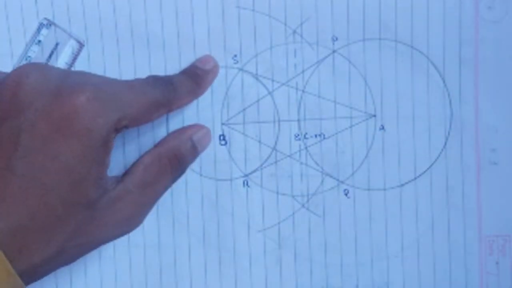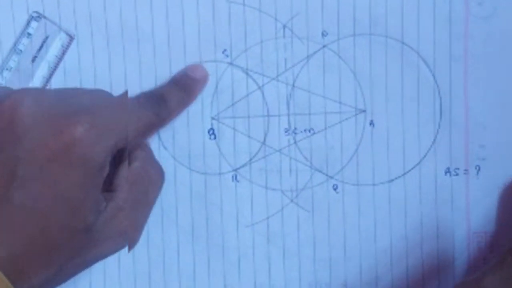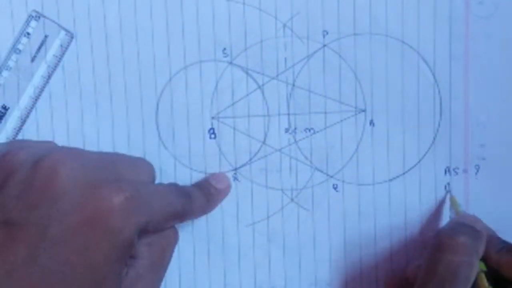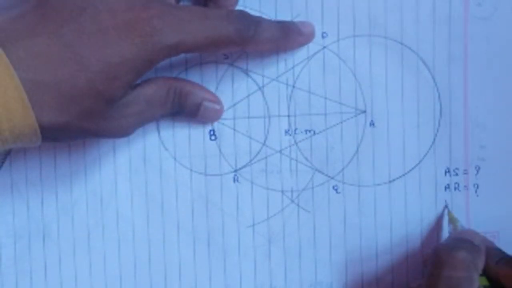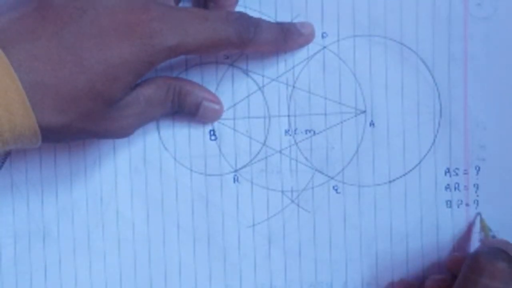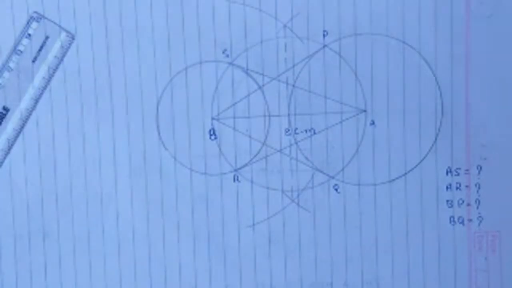That's why we have to measure AS length and AR length, similarly BP length and BQ length. This carries 3 or 4 marks.